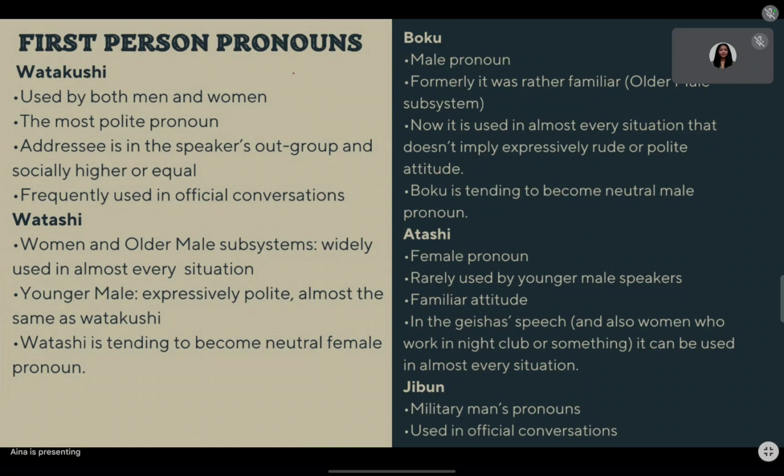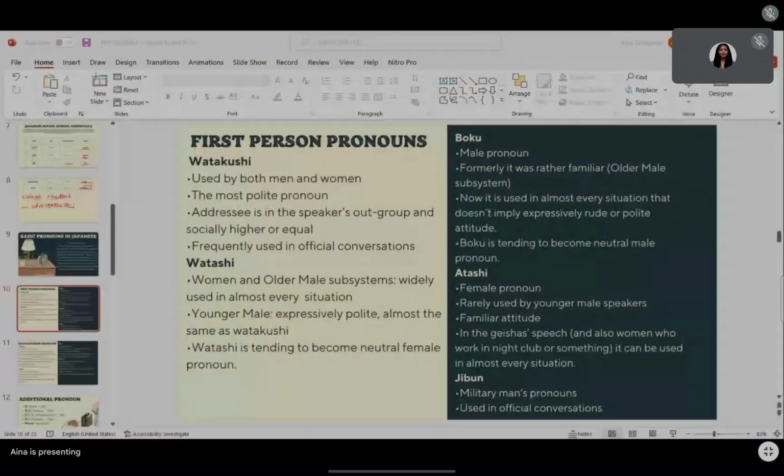But then, I think this may na-comment ba or nagtaas ng kamay?